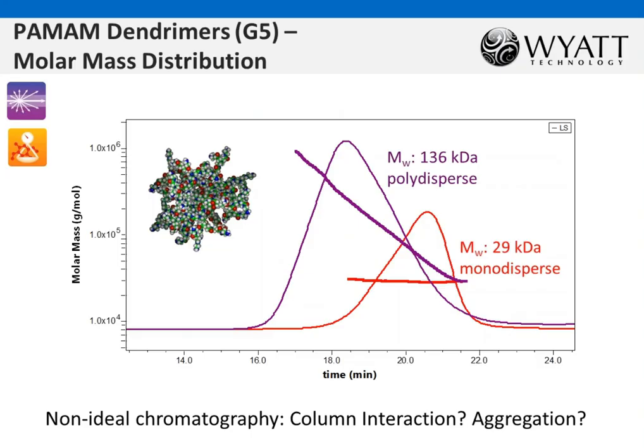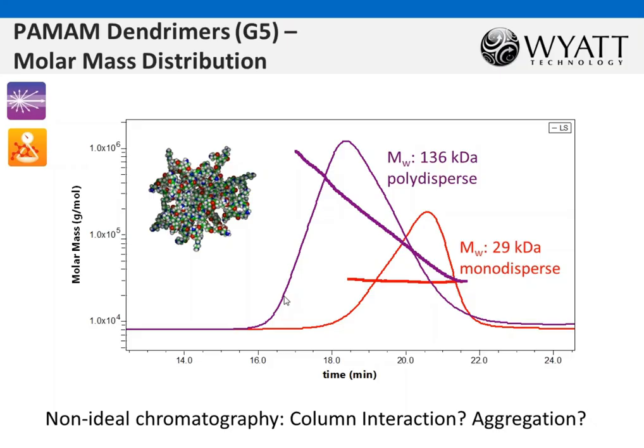This example shows the benefit of adding multi-angle light scattering to SEC if the elution behavior is not ideal. The chromatogram in red shows a generation 5 polyamidoamine dendrimer with the broad and asymmetric peak shape indicating the presence of column interactions. Despite the non-ideal chromatography, we are able to determine the correct molar mass and confirm that the sample is monodisperse as expected.